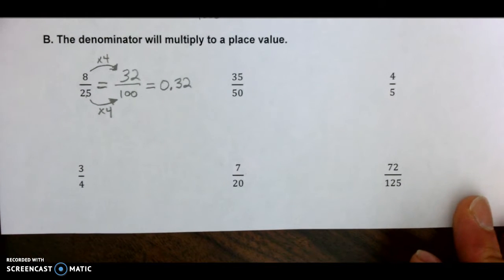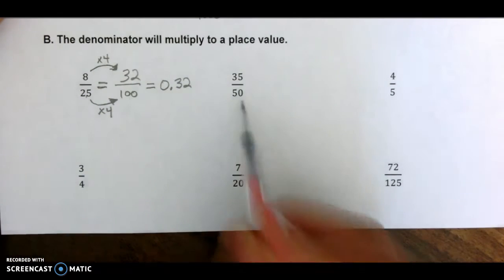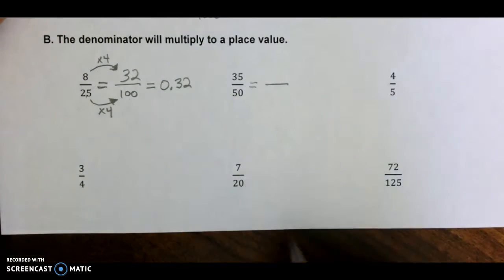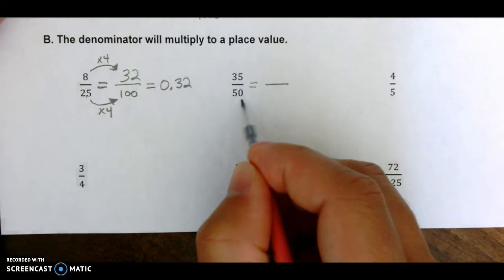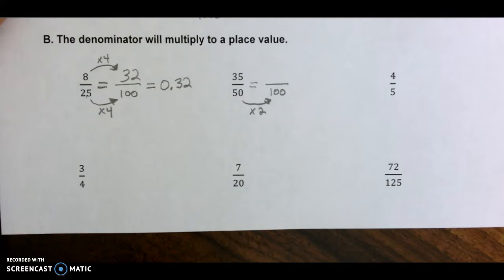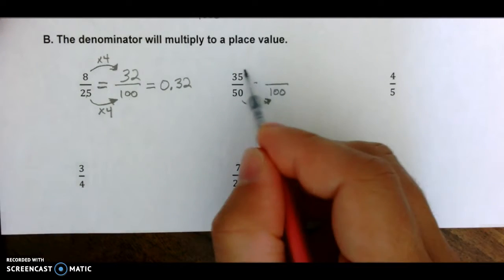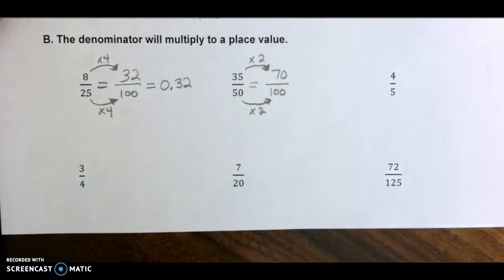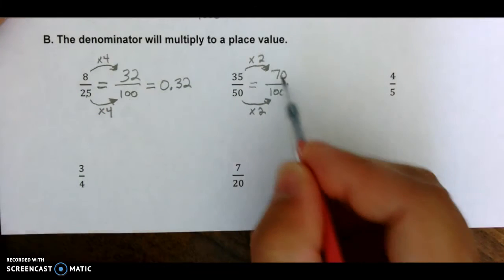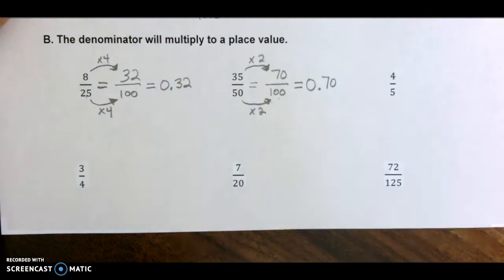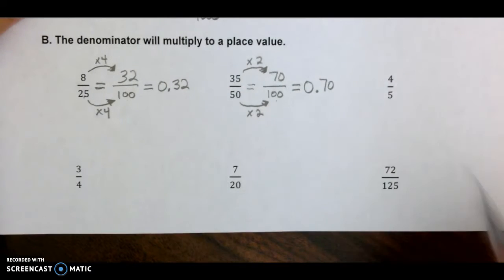In the second example, it's 35 fiftieths. Again, 50 isn't a decimal place value, but I could easily multiply 50 by a number to make a place value. 50, if I were to multiply 50 by 2, that's going to equal, again, 100. Hundredths is a place value. I'll do the same thing to my numerator now, 35 times 2, and that's going to give me the number 70. And so this is 70 hundredths, which I can write as 0.70. Again, 2 decimal place values to the right is called hundredths.